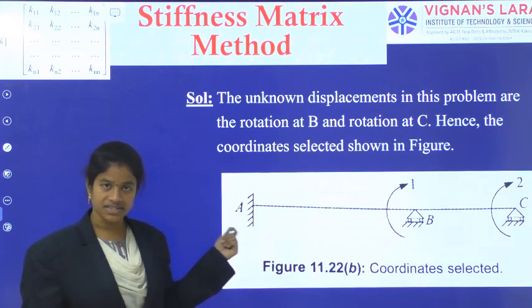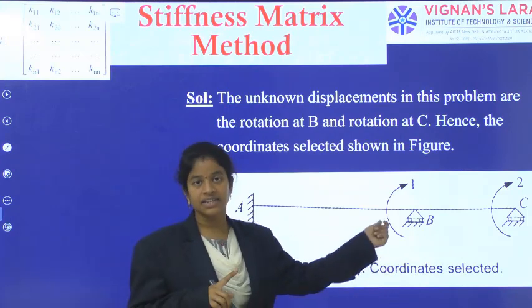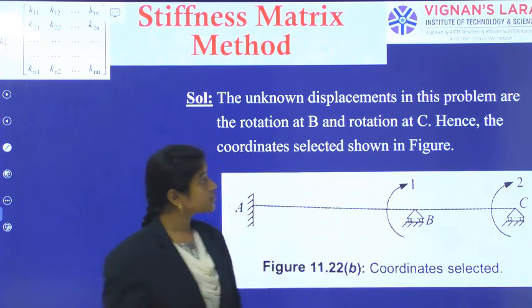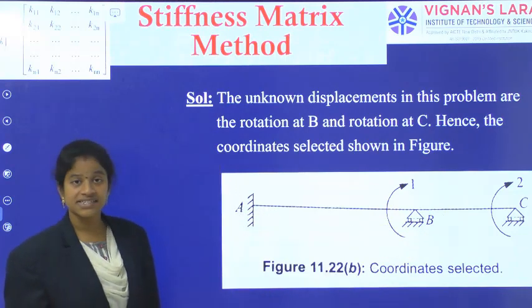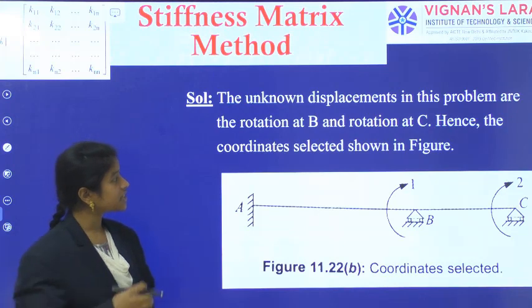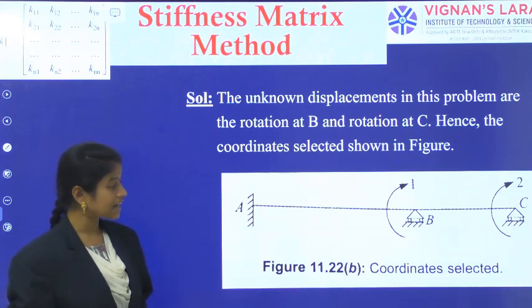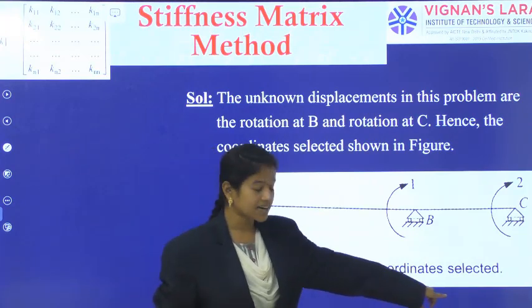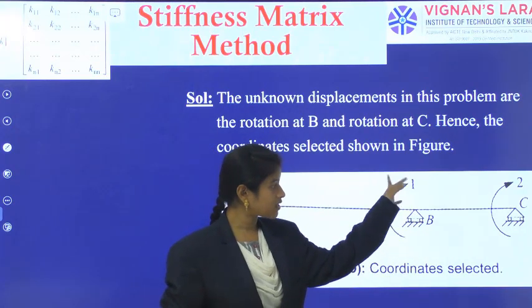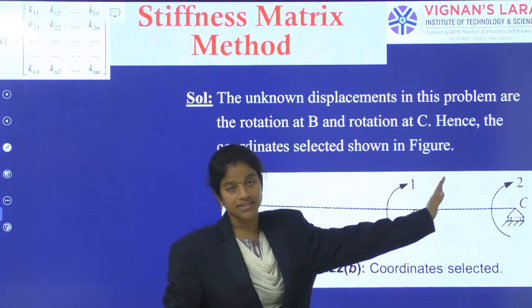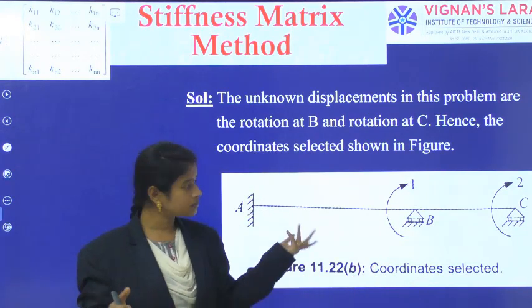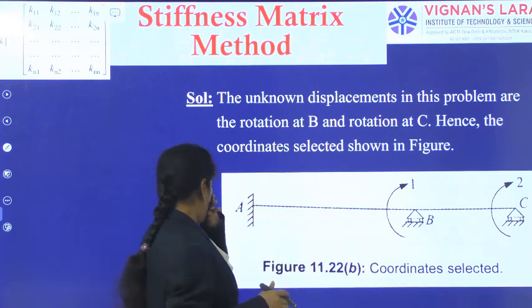Here no freedom is there. Here only one freedom is there, in the form of rotation. Here also one freedom is there, in the form of rotation. So the rotation at B and the rotation at C are the possible displacements. Hence the coordinates selected are as shown in the figure. Coordinate 1 is a clockwise rotation, and C also a clockwise rotation, as I have given. No problem, we can give them in the reverse direction also.